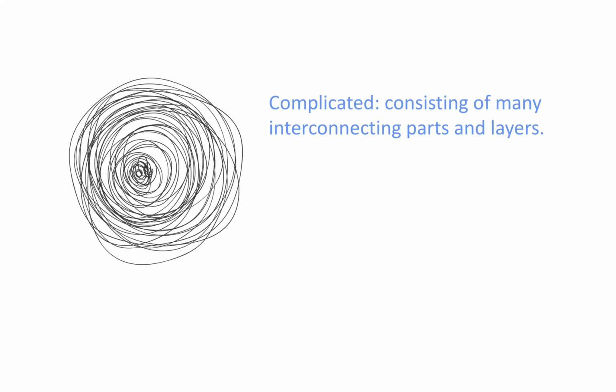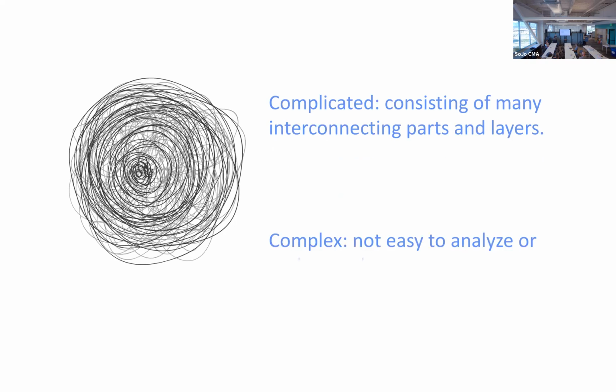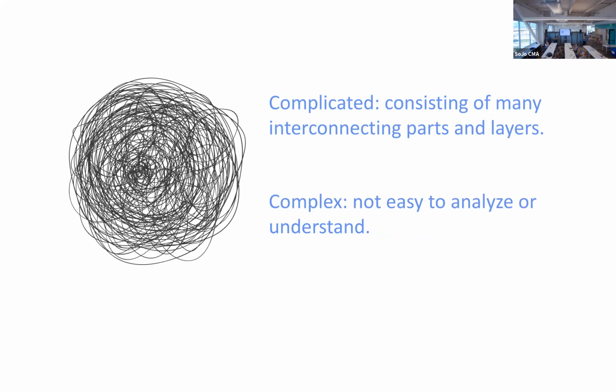Projects at that level are complex. A lot of people, a lot of problems. Things are entangled. Complexity comes in different shapes and sizes. So things become complicated, consisting of many connecting parts and layers. Or they can just be complex, not easy to analyze or understand.